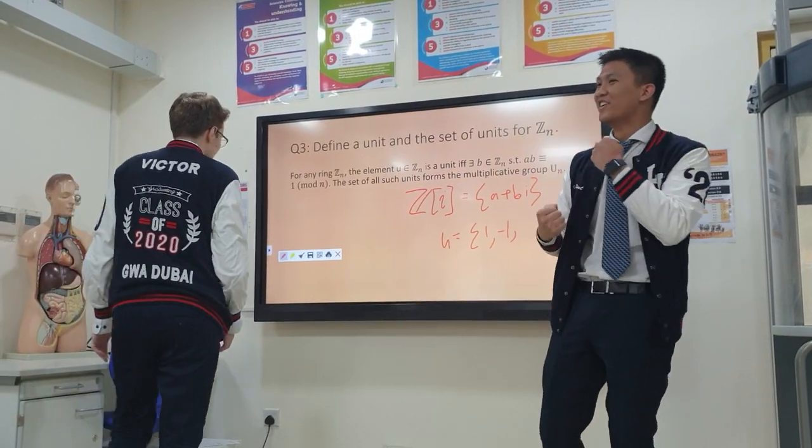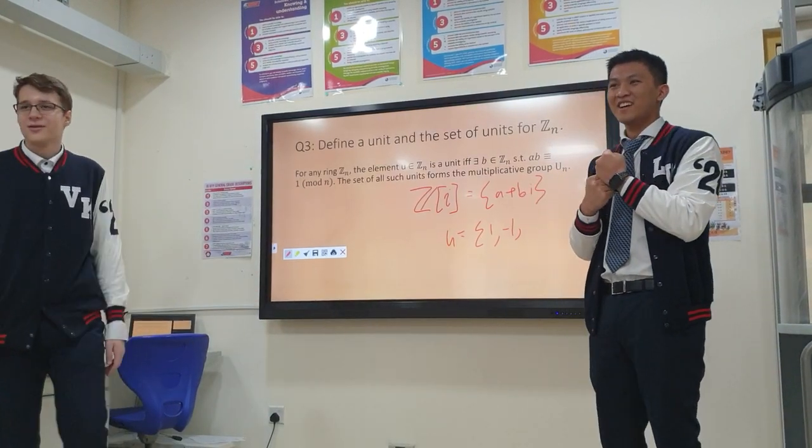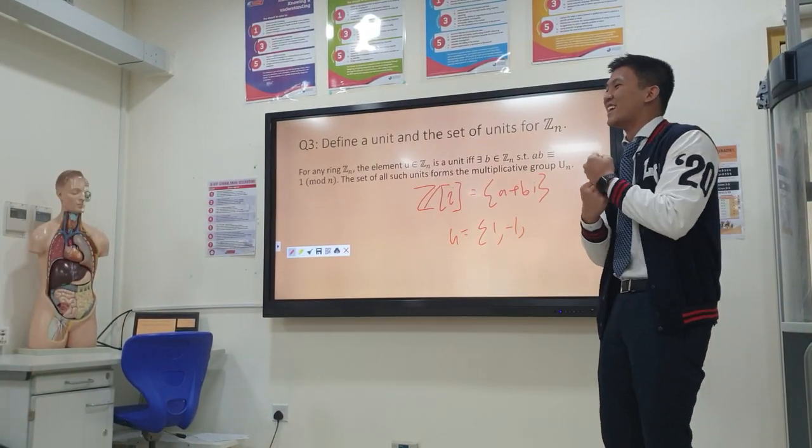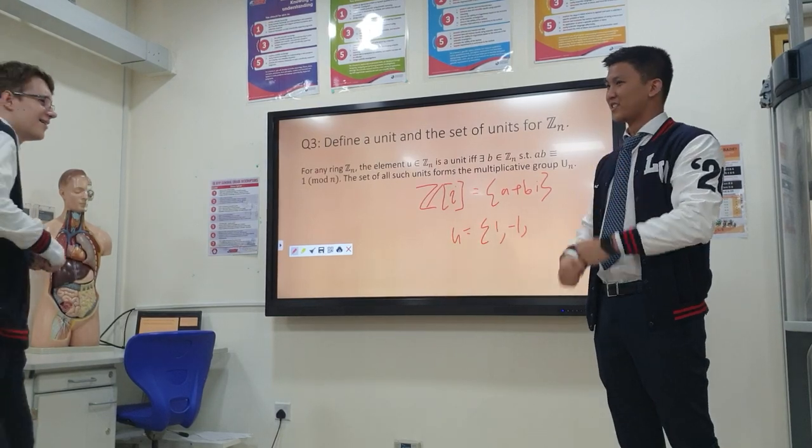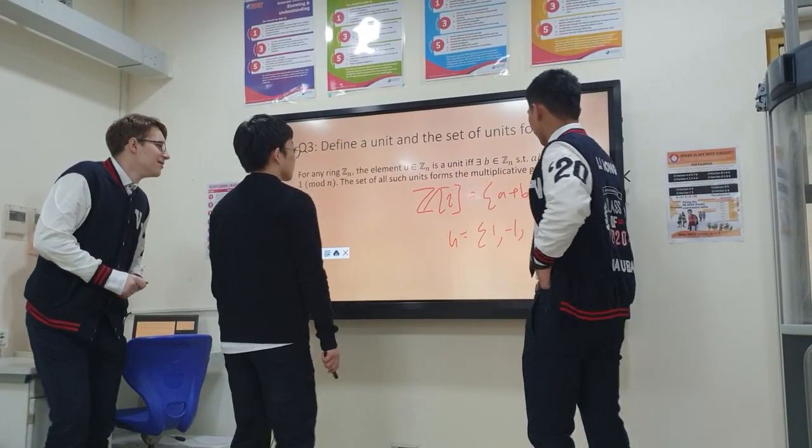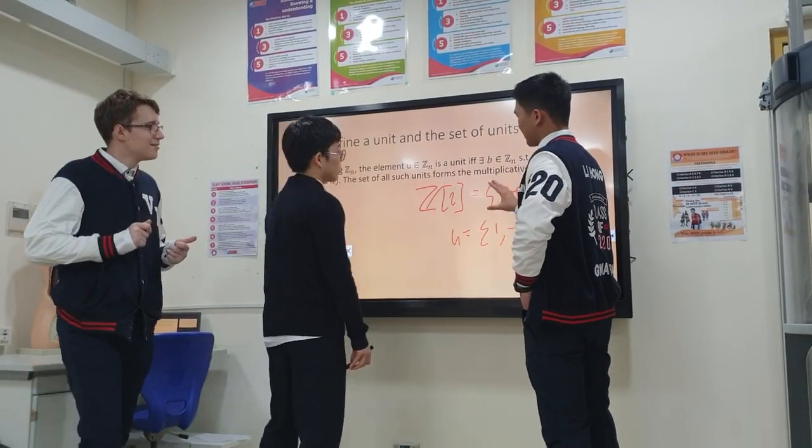I need Victor, did you understand? Yeah, I mean, why are you such an attention seeker? Jay, do you understand? No. Jay, why are you an attention seeker? No. Maybe you're a bad teacher. You only need A and B. Yeah, I understand.